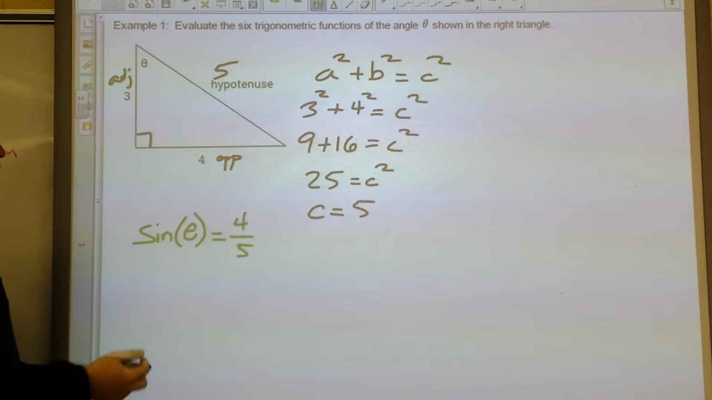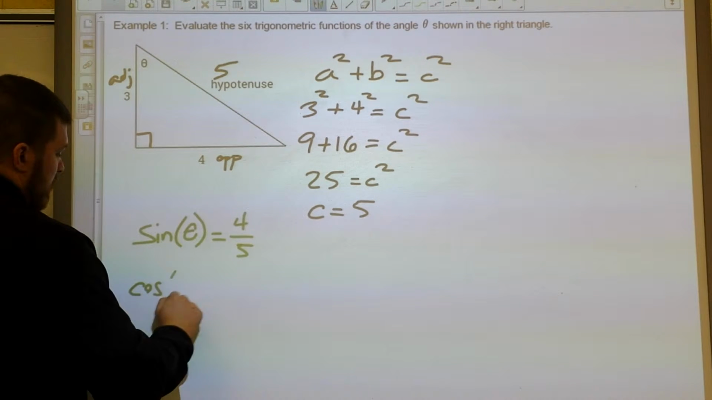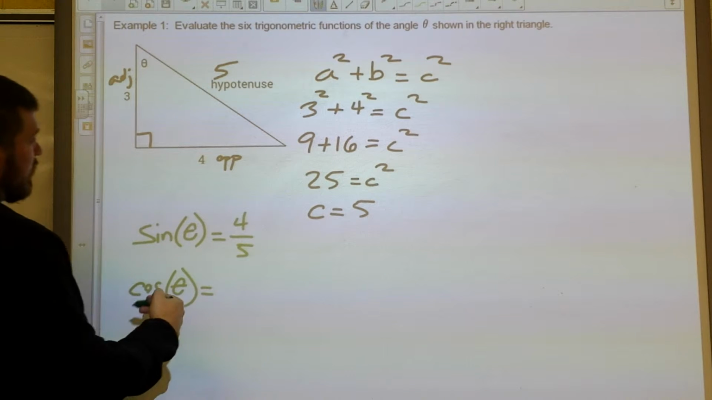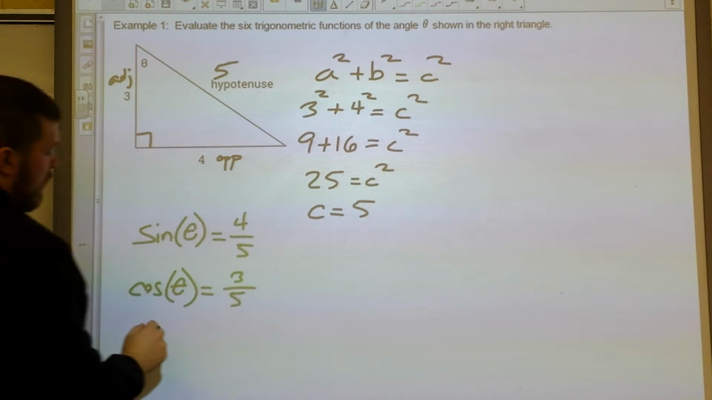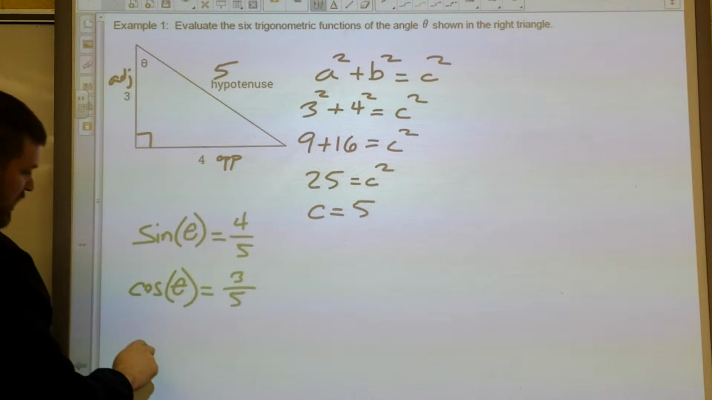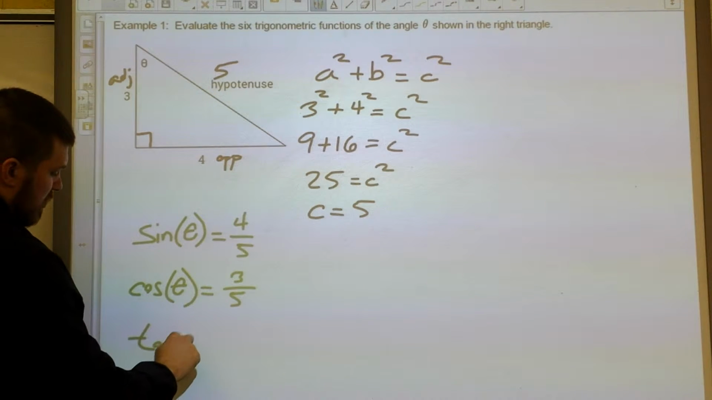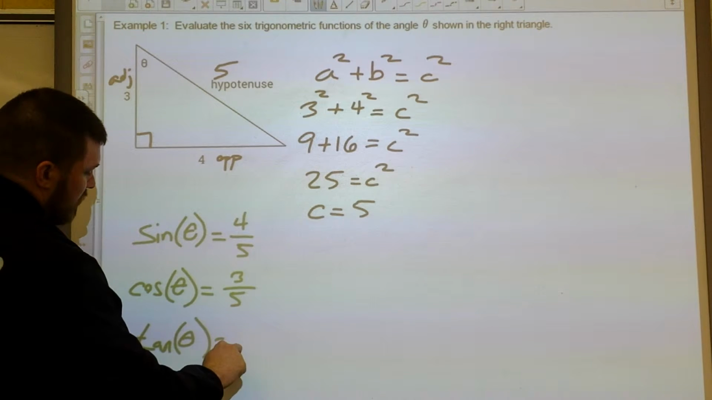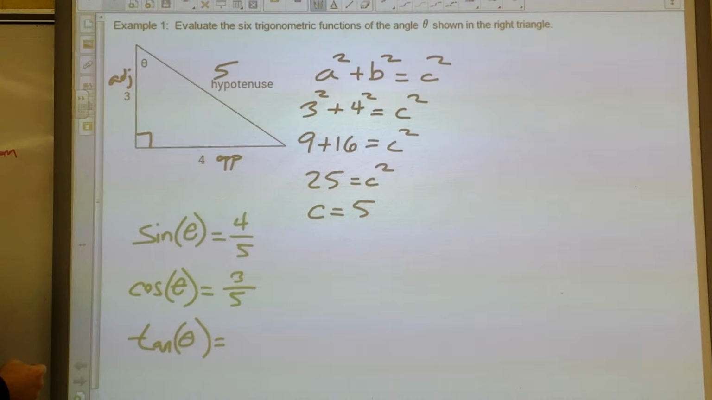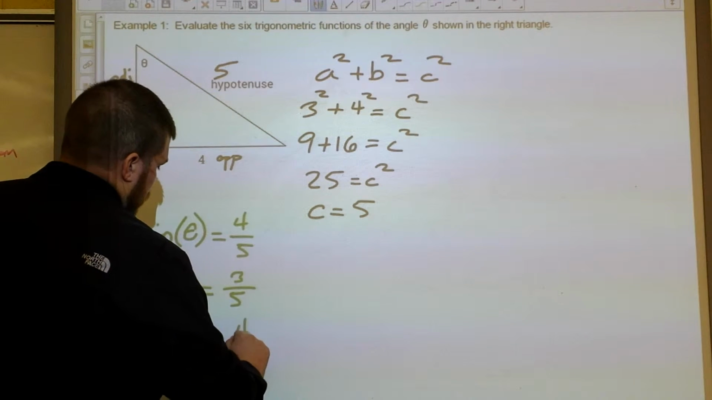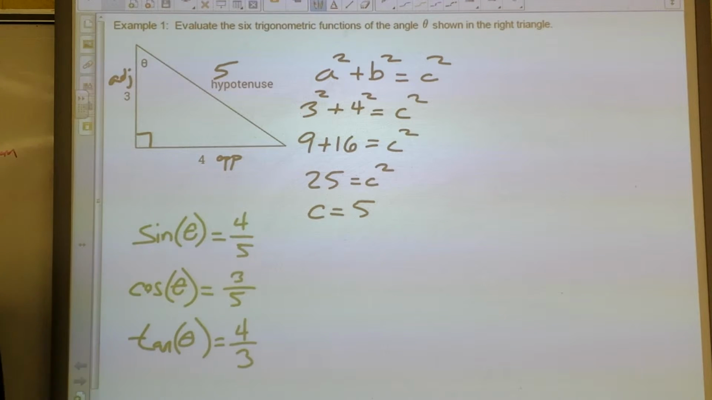That one's done. Cosine of the angle theta is adjacent over hypotenuse, so 3 over 5. And then the tangent of the angle theta is opposite over adjacent. So it's 4 over 3. Okay, now let's do the same thing, but this time with the reciprocal functions.